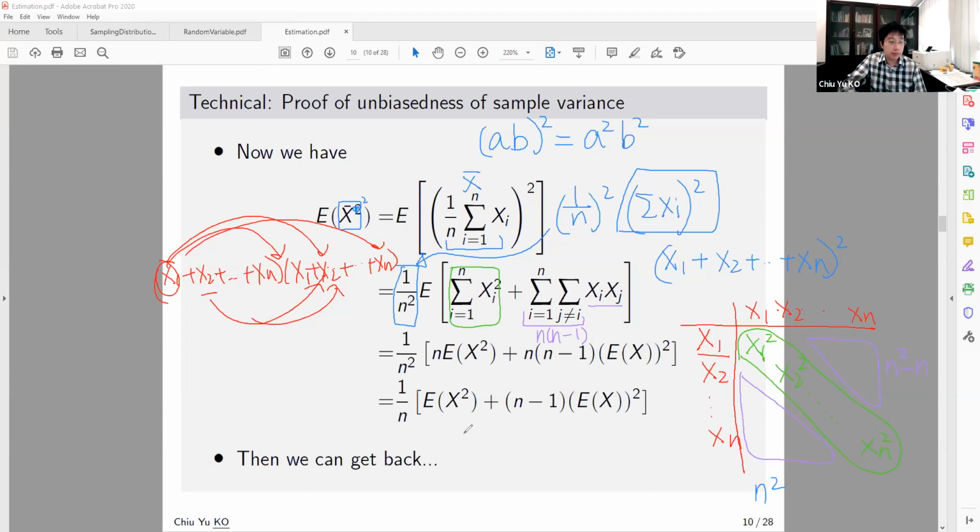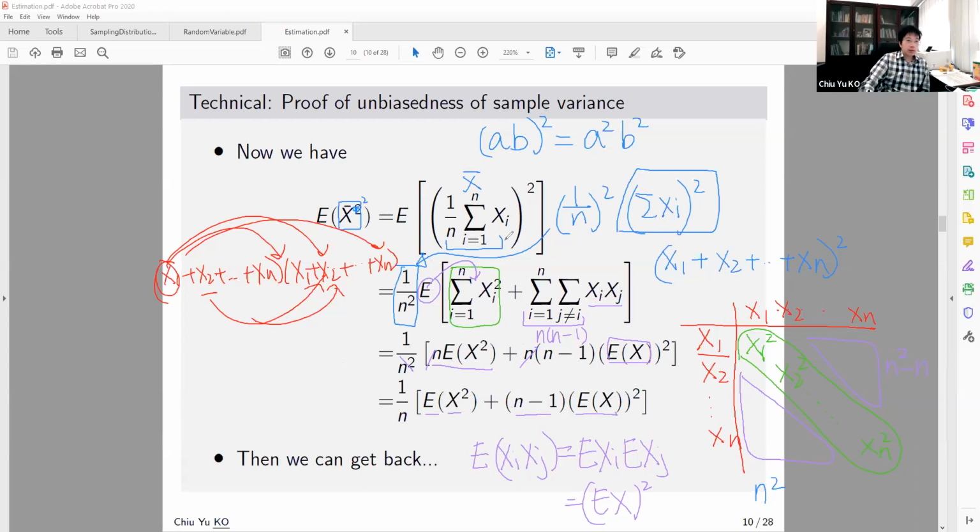And the multiple products, you can put the expectation inside. N of them are the same, so that's why I can write it this way. And there will be n times n minus 1 of the products. Expected xi xj, when they're independent, will be equal to expected xi times expected xj, because the covariance is 0. And they're the same, so it will be expected x, all squared. Now n cancels out, so what you're left with is expected x squared minus 1 times expected x, all squared.